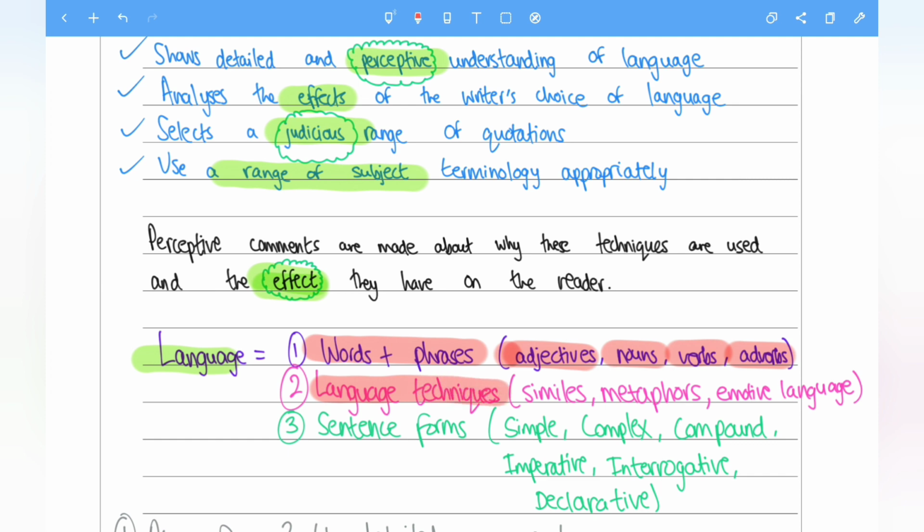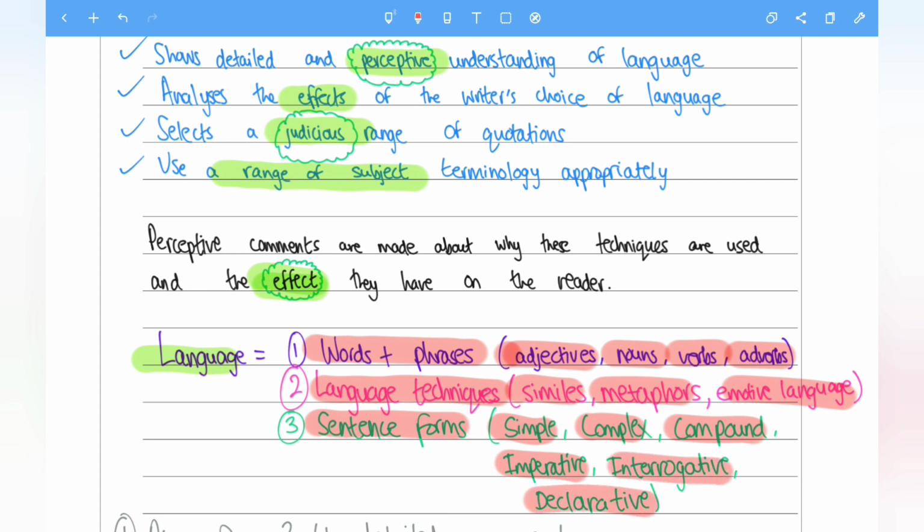Secondly, language techniques, the use of similes, metaphors, emotive language, etc. How has the writer used this for effect? And once again, you will always find this in your extracts. So do make sure whilst annotating, you label these. And the final one is the use of sentence forms. What type of sentence forms has the writer used? Have they used a short, simple sentence, a complex sentence, a compound, imperative, interrogative or declarative as well?